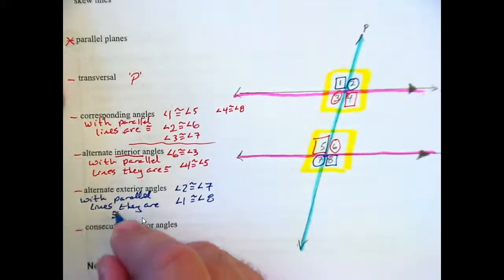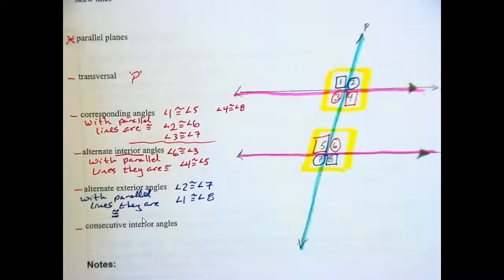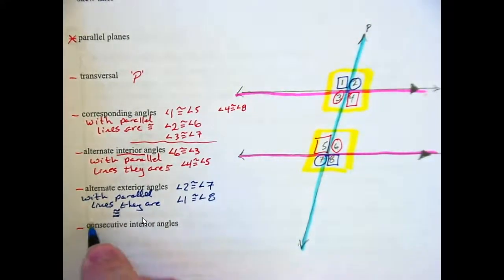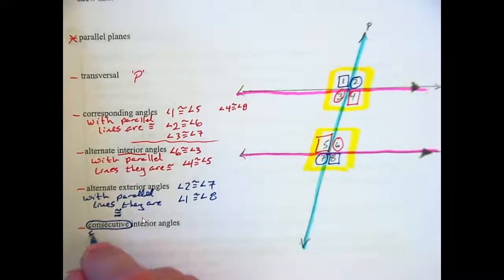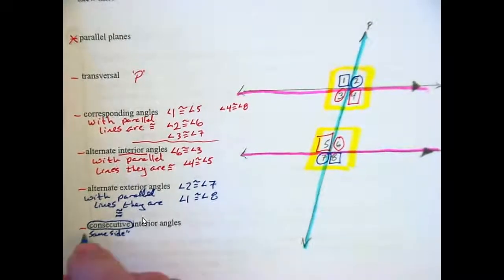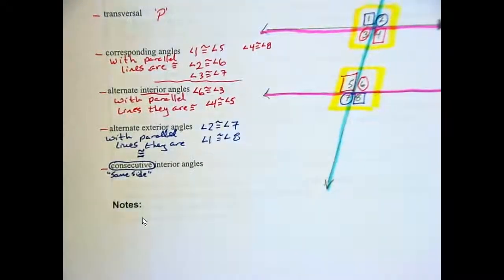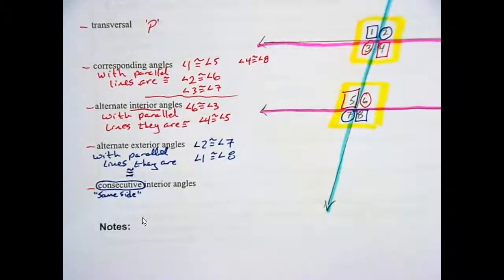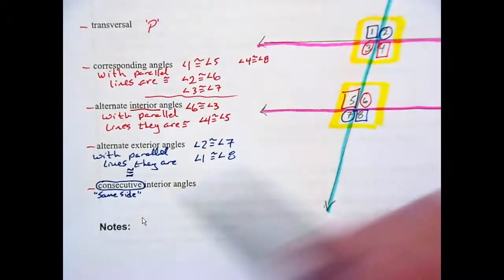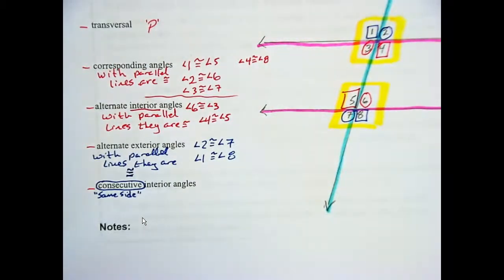It'd be nice to have a symbol for parallel lines. Maybe we'll have to use one for the next one here. Consecutive interior angles, also known as, you'll see this rather than consecutive, I use the term same side interior angles. You're going to see that a lot as well. Same side interior angles or consecutive interior angles mean the same thing. So they're on the same side of the transversal and inside the parallel lines. So which of those are on the same side of the transversal but on the inside of parallel lines?